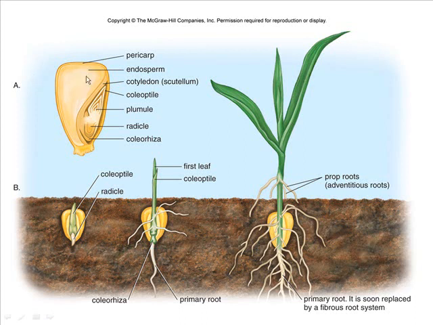So the food in the endosperm is to provide nutrition for the embryo until it can develop and grow into a plant that turns green, and green plants make their own food.